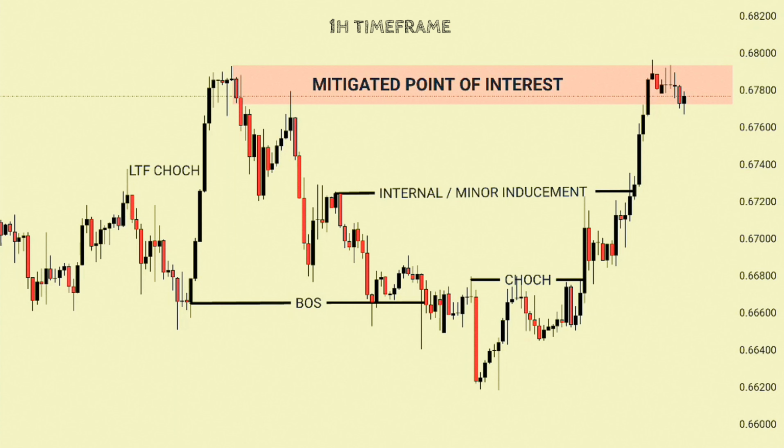We use internal inducement to avoid entering too early. Instead of reacting to the first pullback, we wait for price to sweep internal liquidity and then align our entries with the real move. This improves timing, filters fake setups, and keeps us trading with smart money, not against it.